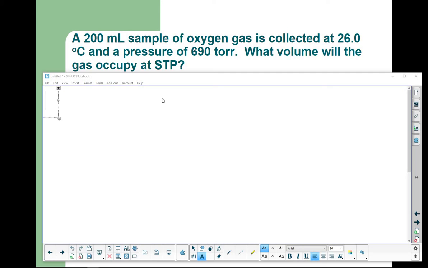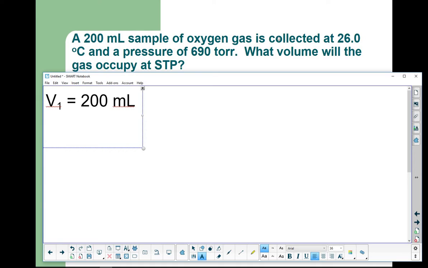So we're going to go through some example problems, and I'm going to show you how I do the example problems myself. So as I'm reading, I say, okay, a 200 milliliter, I've got a volume. So I put V1. And I write down 200 milliliters.